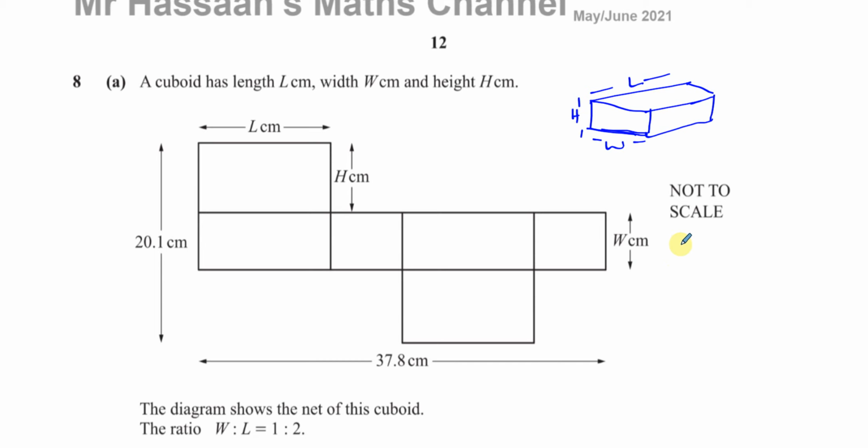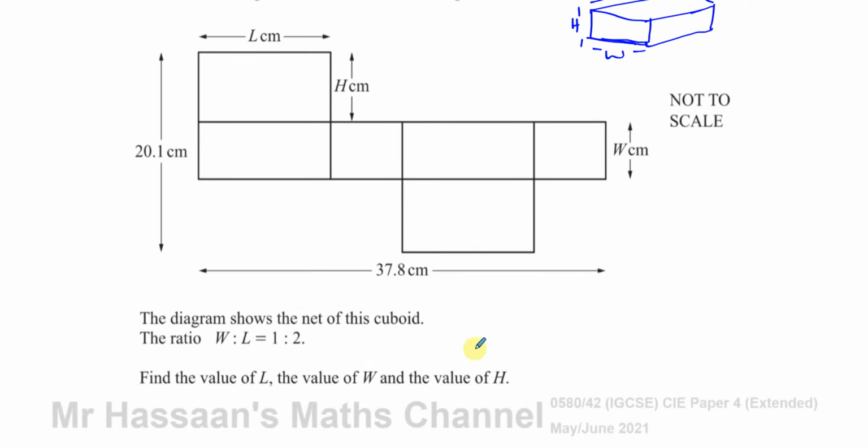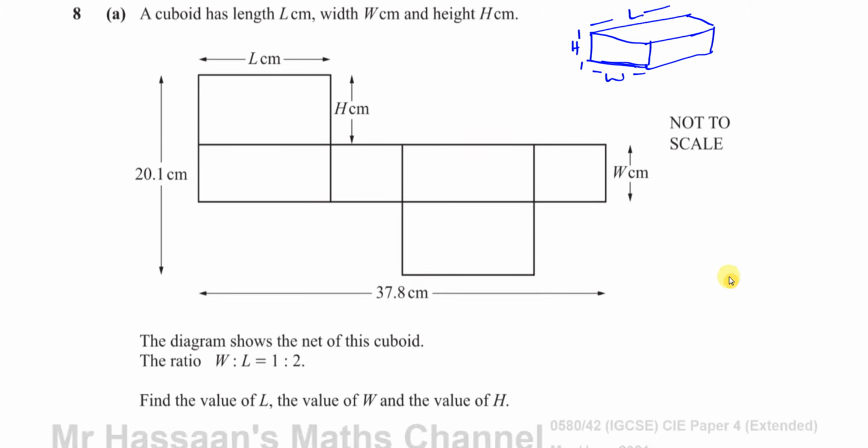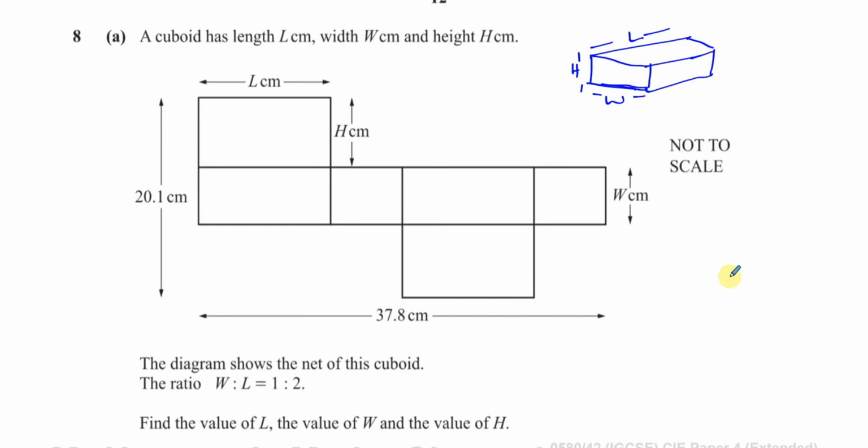So the net of the solid has a width of 20.1 and a length of 37.8, and they've also told us that the ratio of W to L is 1 to 2. With that information, we have to find the actual values of L, H, and W, how many centimeters those three measurements are. So we've got to use that information to do this.